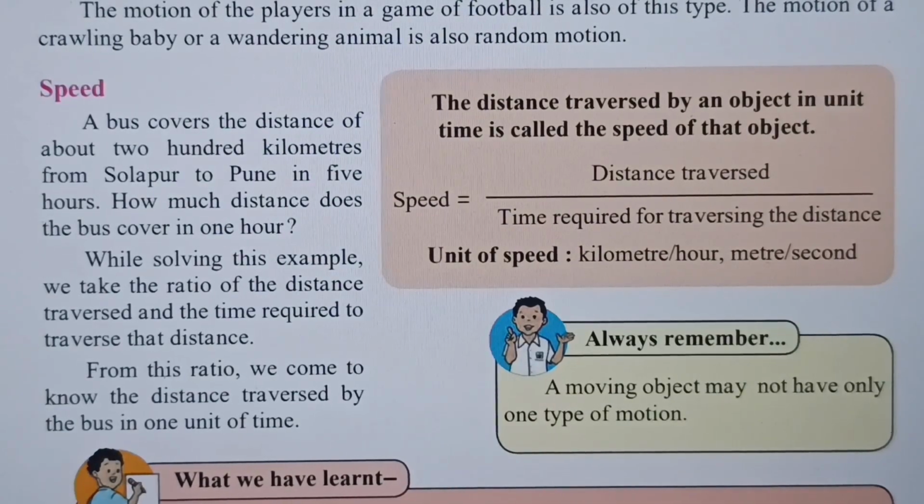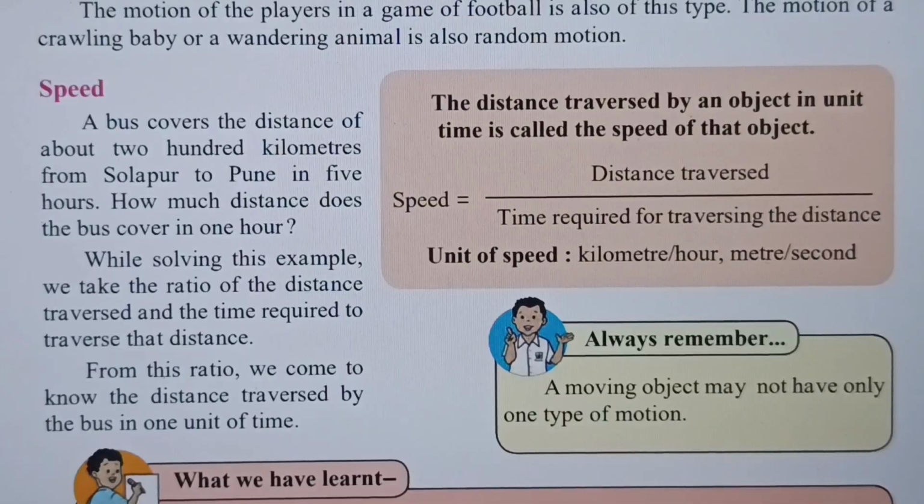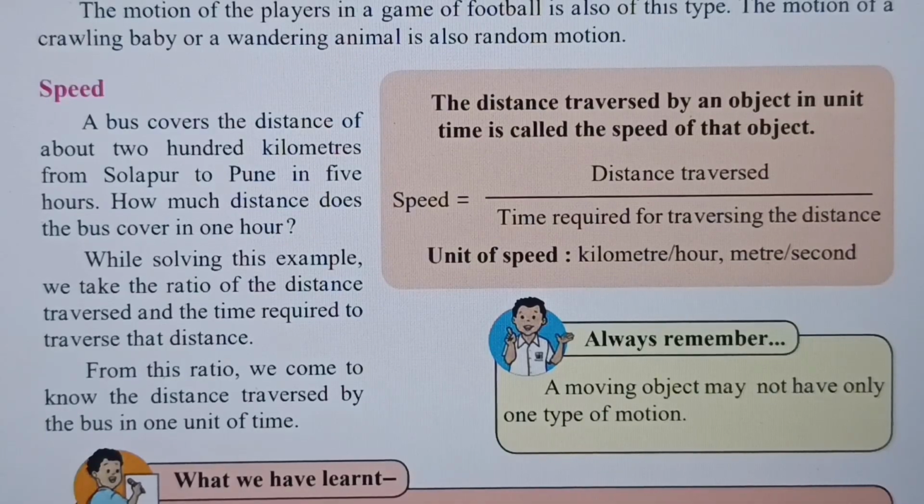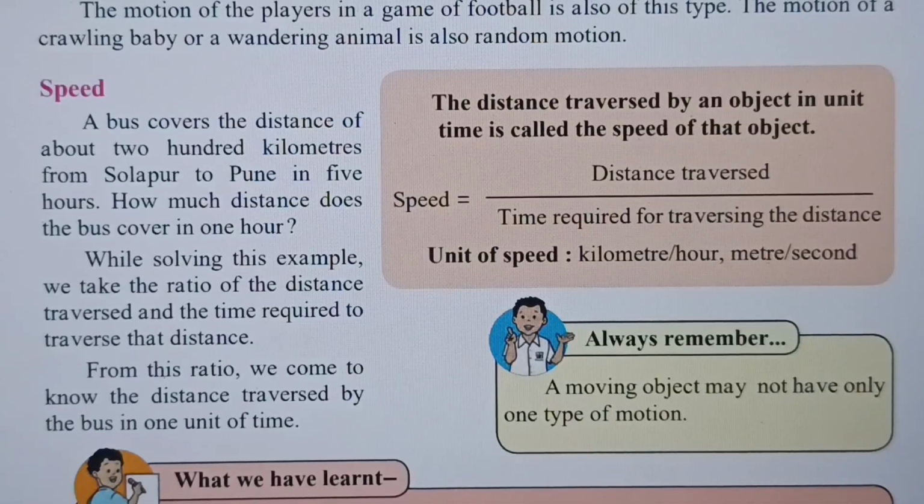Next is speed. So how to take out the speed? Something is moving, covering a distance, and there is a time that is taken into consideration for that object, any vehicle. So the distance and the time give us speed. Distance traversed by an object in unit time is called the speed of that object. So speed is equal to distance traversed upon the time required for traversing the distance.